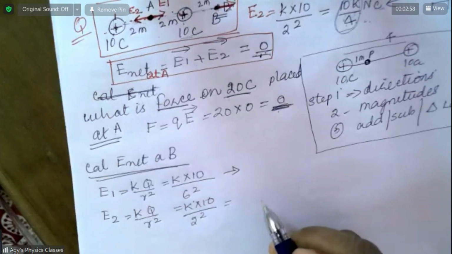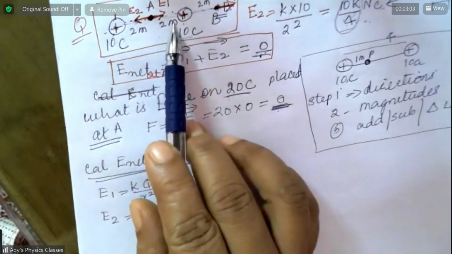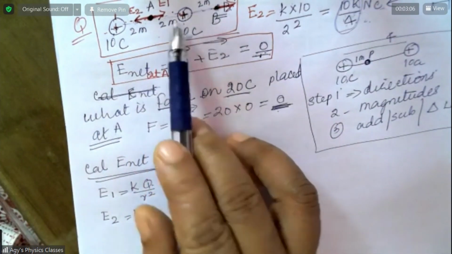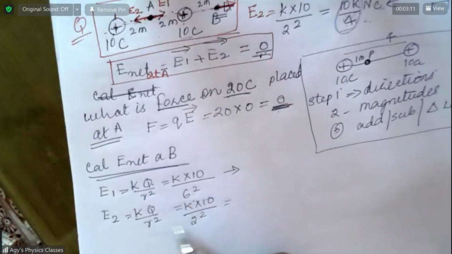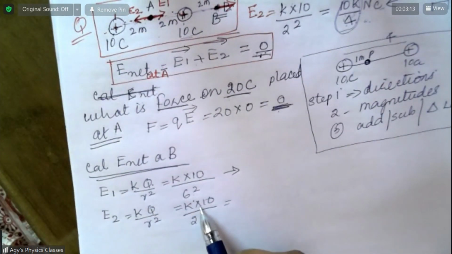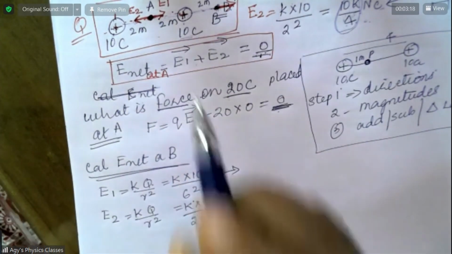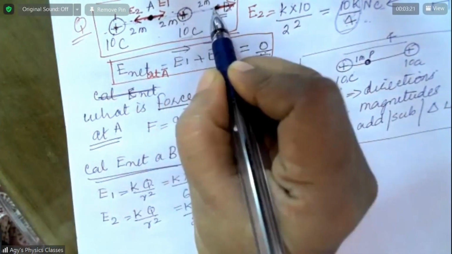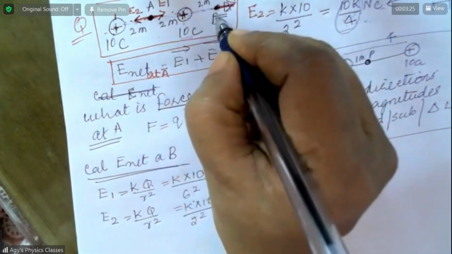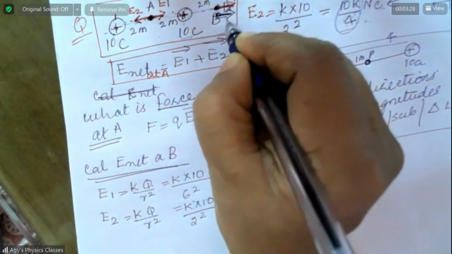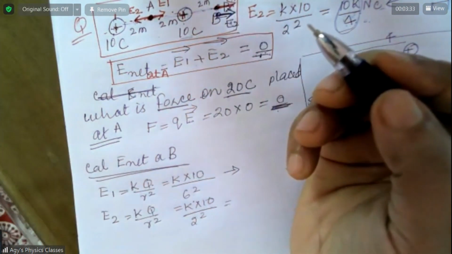I'm here. Okay, so let's continue with this. We are finding the electric field at this point B. The electric field due to the first 10 charge is this much, and the electric field due to the second 10 charge is this much. What is the direction? This is also positive. Our test charge which we are placing here is also positive. So positive and positive repel, and we get the second one also in the same direction. Understood?